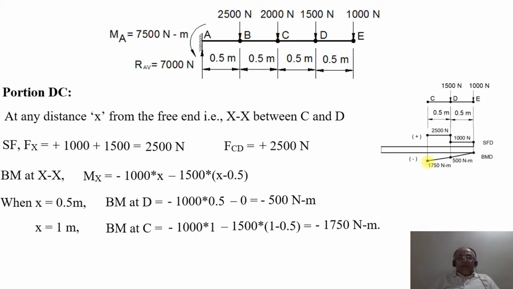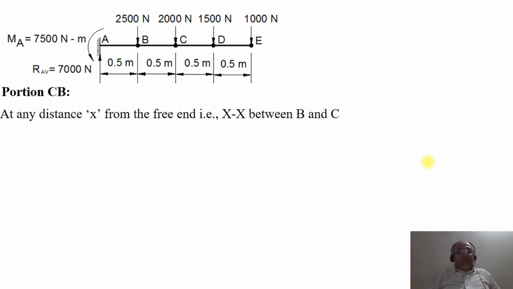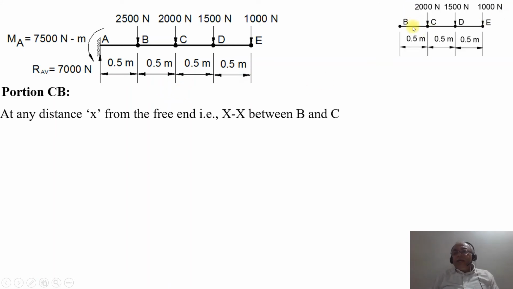Now we will consider the portion between C and B. When you are considering the portion between C and B, we will take a section XX at any distance x from the free end, with the distance of the section measured with respect to E. So between B and C, when you consider the portion to the right of the section, the load acting downwards is positive by sign convention.